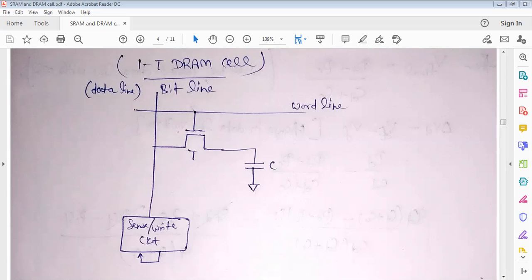Now how to read? In order to read, let's say C is 1 here. You will have to select the word line equal to 1. So this transistor will be on, and whatever voltage is at this capacitor will be shared with the data line. This sense circuit will sense this voltage and will reflect the output accordingly.